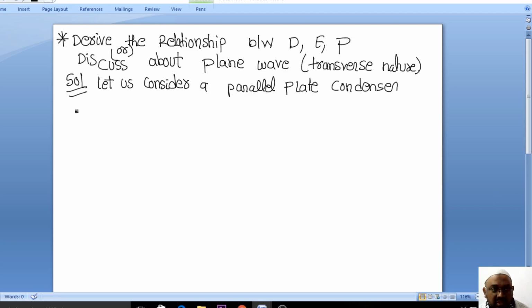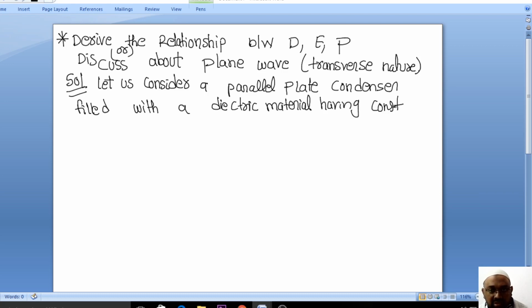It has been filled with a dielectric, which we discussed in the previous classes, a dielectric material having a constant value k, right? This is what the scientist considered. So what is this? This is a parallel plate capacitor. You can see this is a parallel plate capacitor.